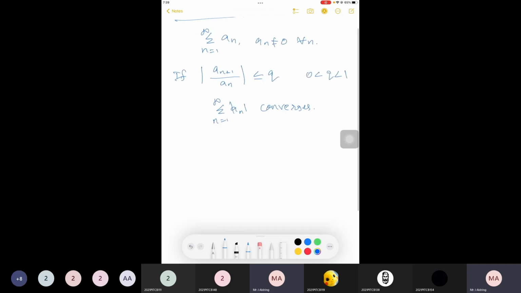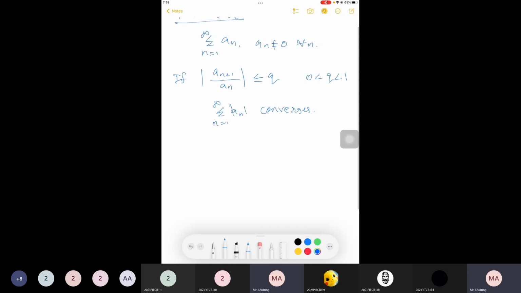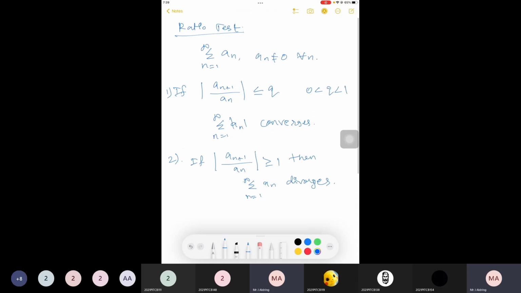That is the ratio test. It has two conditions. The first condition is given above. The second condition is: if the modulus of a_(n+1) divided by a_n is greater than or equal to 1, then the summation from n equals 1 to infinity of a_n diverges. These are the two conditions in the ratio test. It's very simple.